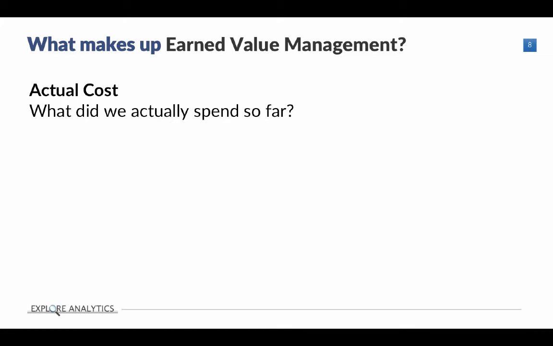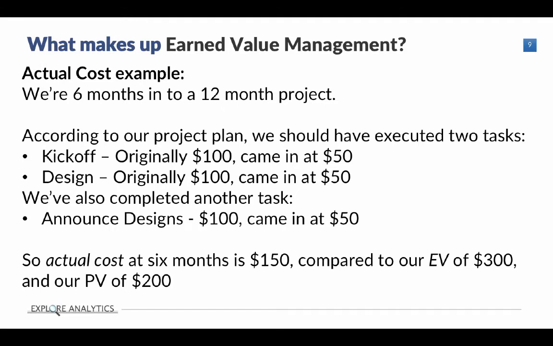It's the most straightforward and kind of easiest to grasp. So we'll go straight to the example. We're 6 months into a 12-month project, and we've executed these two tasks. But now we know that originally they were scheduled for $100 each, but they each came in at $50 each. And we've also completed another task, which is to announce the designs that also came in at $50. So at 6 months, the actual cost of our project is $150 compared to our earned value of $300 and our planned value of $200.